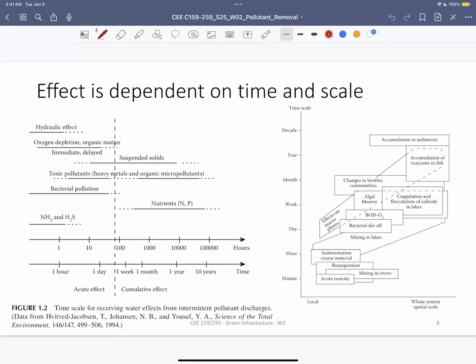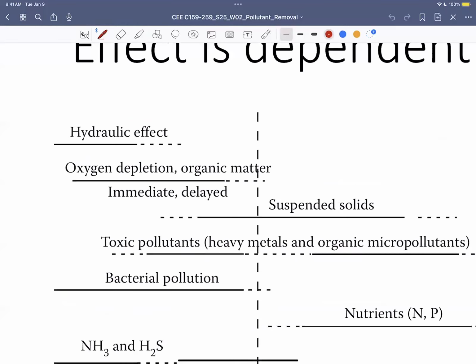And so, depending on the different pollutants, the impairment will last different times. So what we wanted to see here is what the different pollutants are and how long each is expected to last. First is the hydraulic effect. Hydraulic effect is related to water, how quickly water moves, and that's related to ponding and all that.